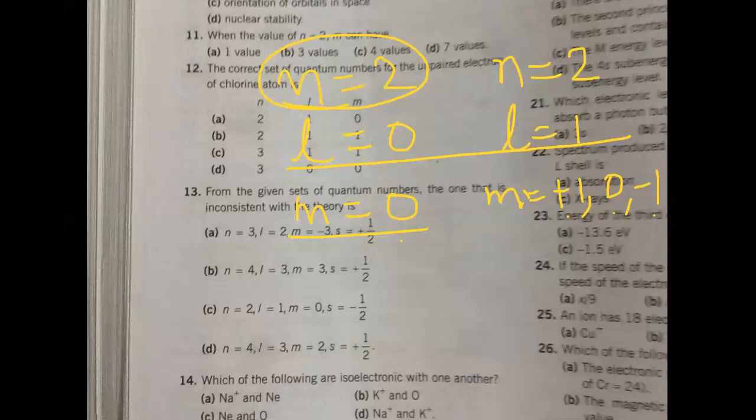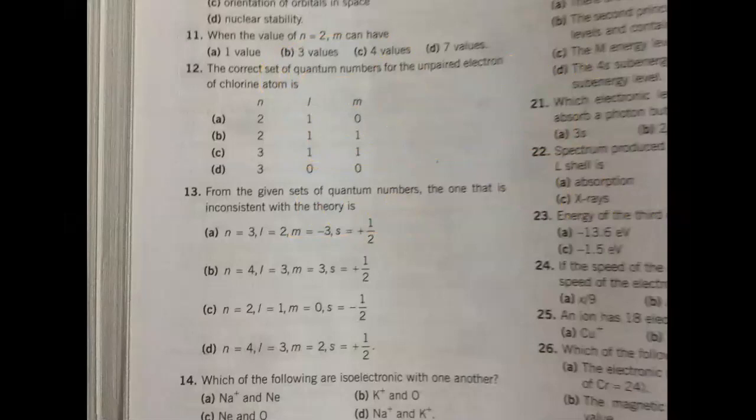The next is question number 12. The correct set of quantum numbers for the unpaired electron of chlorine atom is, see, you have to write down the electronic configuration first. When you have a question like this, you have to write down the electronic configuration first. So it is asking about the unpaired electron. So the unpaired electron, in the case of chlorine, the outermost is 3p.